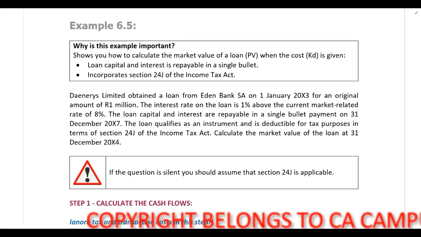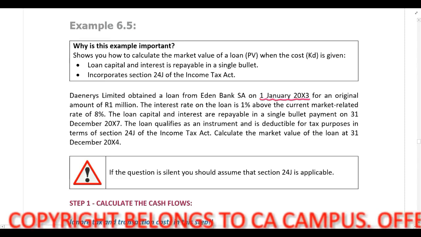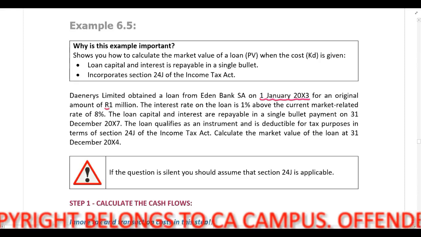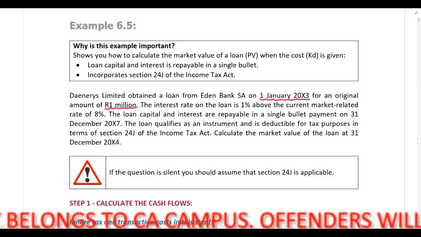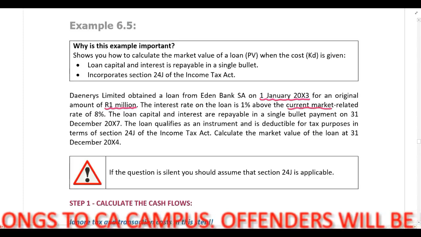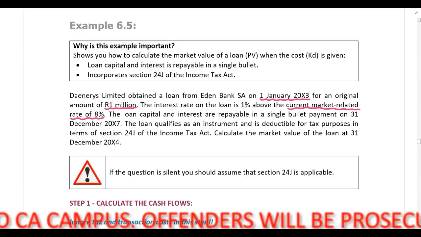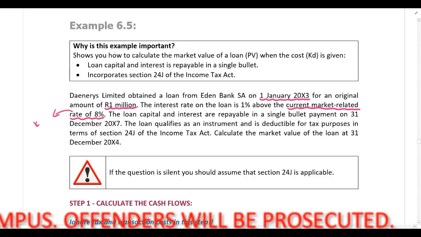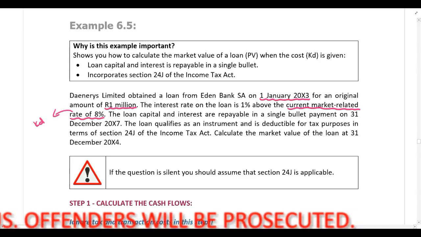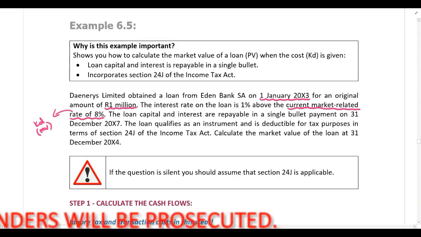Daenerys Limited obtained a loan from Eden Bank SA on the 1st of January 20X3 for an original amount of R1 million. The interest rate on the loan is 1% above the current market-related rate of 8%. All right, so if the current market-related rate is 8%, that is going to be your cost of debt, which you are going to use as your discount rate when calculating the market value.